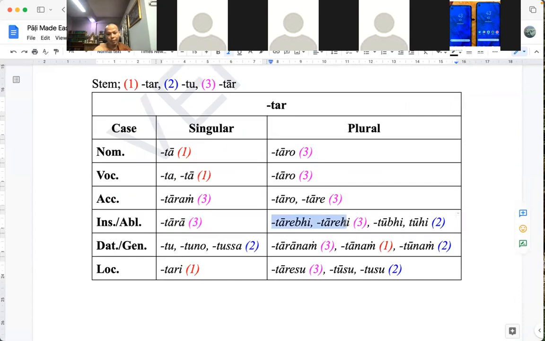And nattārehi, nattārebhi are from the third, but nattūhi, nattūbhi are from the second. And the genitive, nattuno, nattussa, that is from the second. And nattārānaṃ, that is from the third. And nattānaṃ is from the first. And nattūnaṃ from the second, in this way. And the locative nattari, from that, and nattāresu, and nattūsu from the second in this way. So here you see that the third stem is very common.